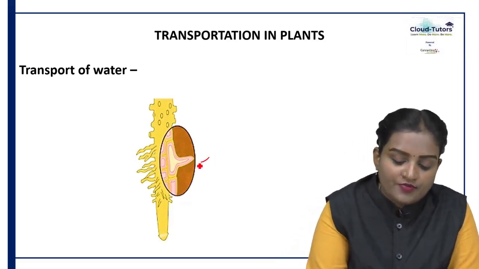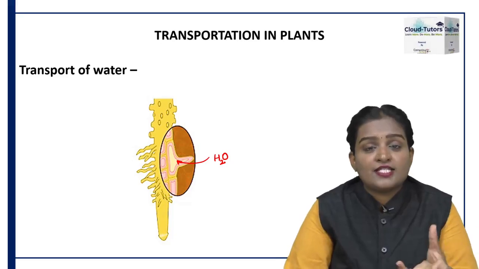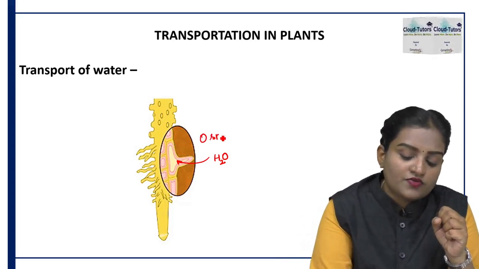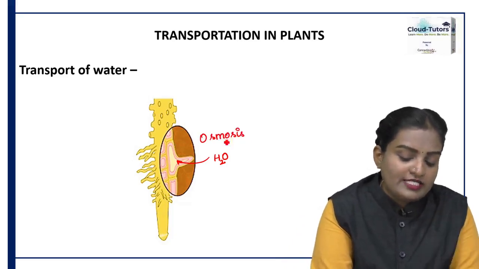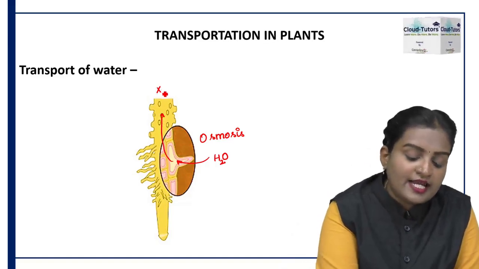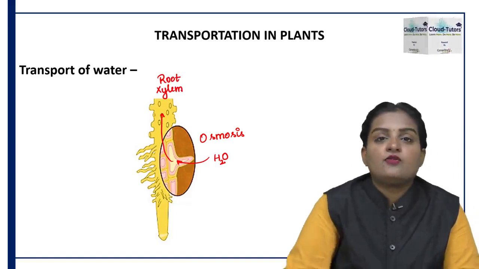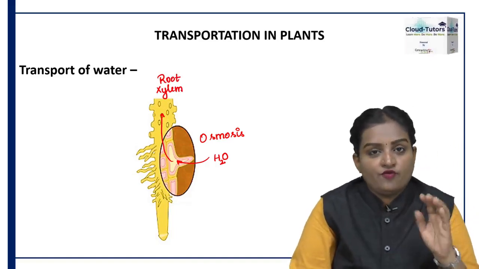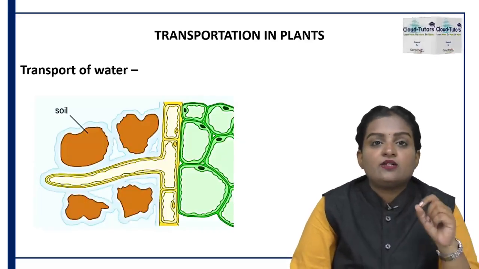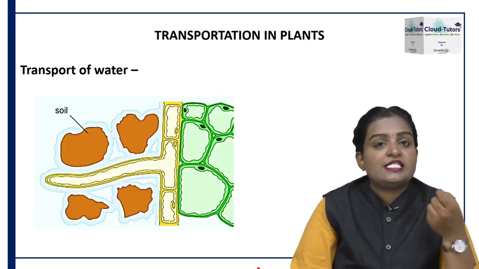First step is absorption of water from the root hair cells. So root hair cells will take up the water from the soil through the process of osmosis. Once it goes to the root hair cell, from there it will go to the root xylem. It is only because of the positive force that the water is getting transported. From there the water will reach the next point, that is the stem.